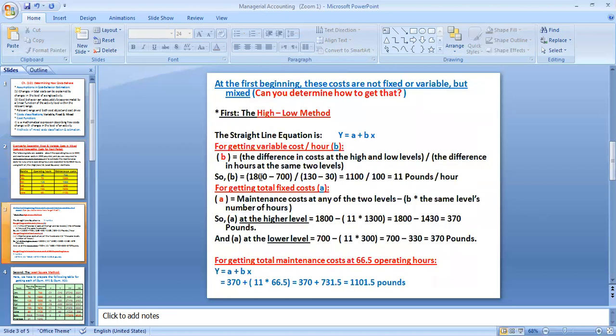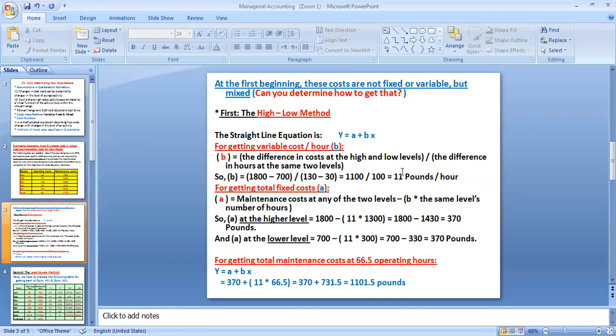So 1,800 pounds minus 700 pounds divided by 130 hours minus 30 hours. It gives 1,100 pounds divided by 100 hours, so 11 pounds per hour. After I got the value of B, I want to get A, the total fixed cost.